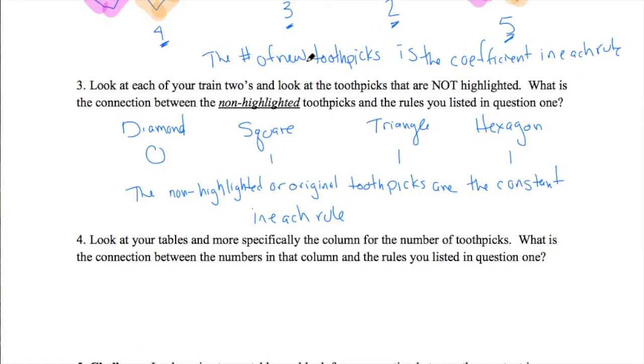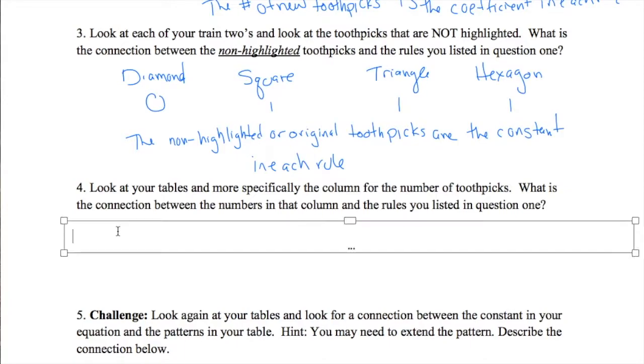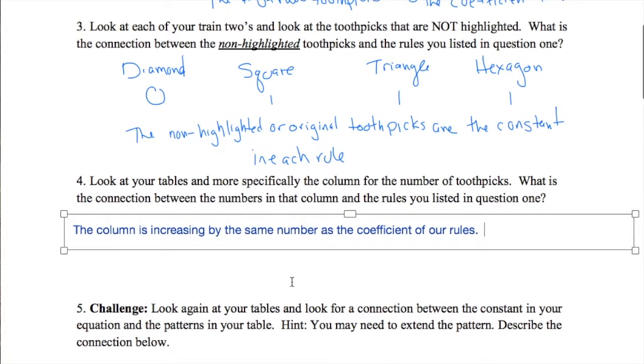Okay, so what's the connection? What's happening? Maybe it'd be even faster if I just typed it here. The column is increasing by the same number as the coefficient of our rules. And we even kind of talked about that a little bit when we were doing the ratio tables back before. So things to think about, things to remember as well.